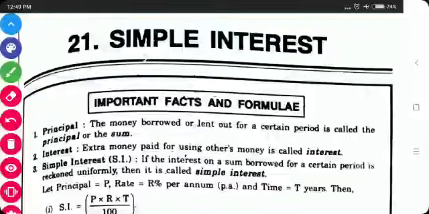Dear students, today we will start with the new section of Unit 4, that is simple interest. So in this section we will see problems on simple interest. First of all, let's see important facts and formulas.